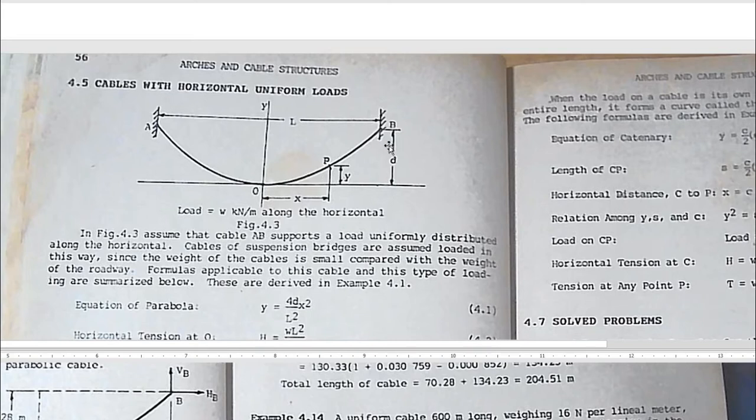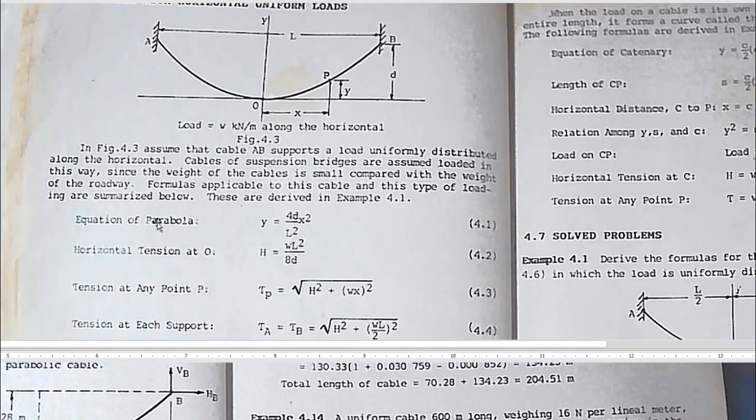Then we have distance D from point O, okay, up to the supports. And then mapapansin nyo na itong capital L, yan yung horizontal length. Ano? It is not the length of the cable. And then we have here the equation of parabola, equation 4.1.